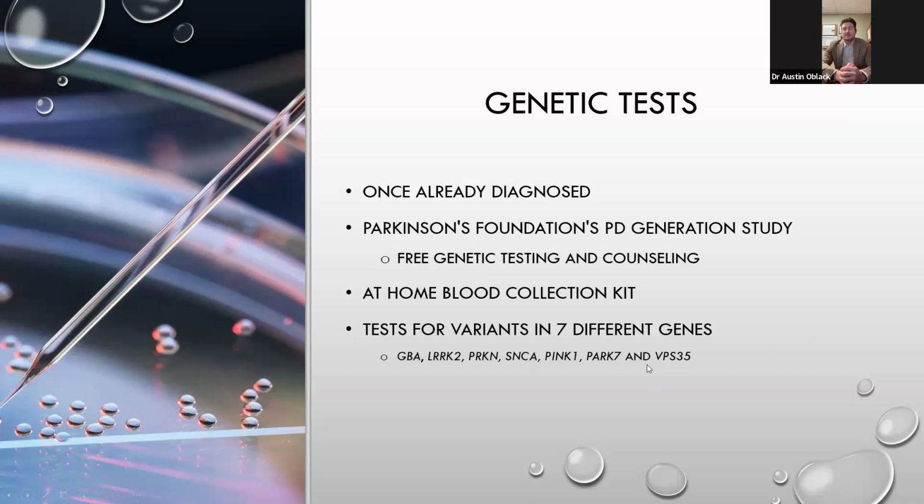And once you've been established with a diagnosis of Parkinson's disease, there's actually a great resource, the Parkinson's Foundation. They have free genetic testing for any patient that already has a diagnosis of Parkinson's disease. They will send you an at-home testing kit with instructions on how to do it that, again, looks for all of these different variants that may account for it.